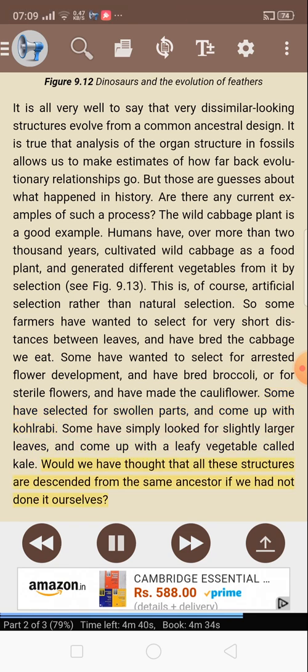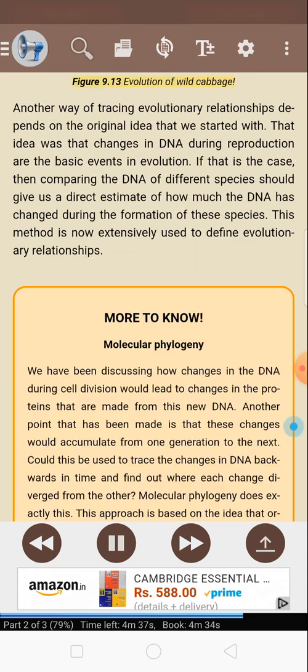Would we have thought that all these structures are descended from the same ancestor if we had not done it ourselves? Figure 9.13 Evolution of wild cabbage. Another way of tracing evolutionary relationships depends on the original idea that we started with. That idea was that changes in DNA during reproduction are the basic events in evolution.